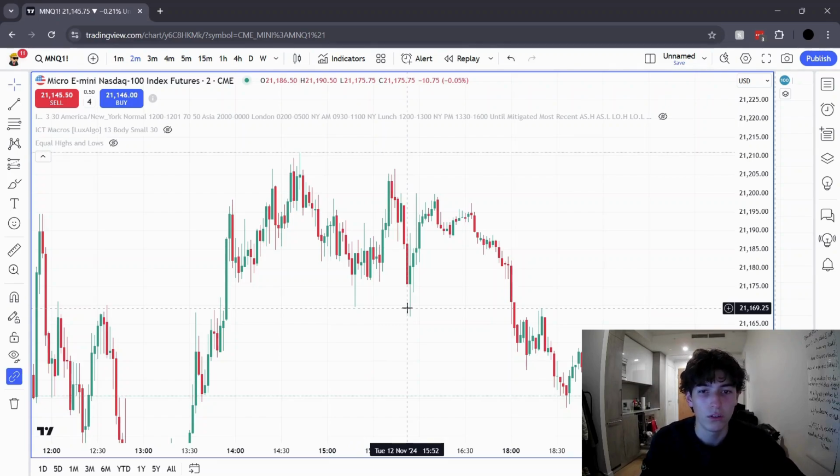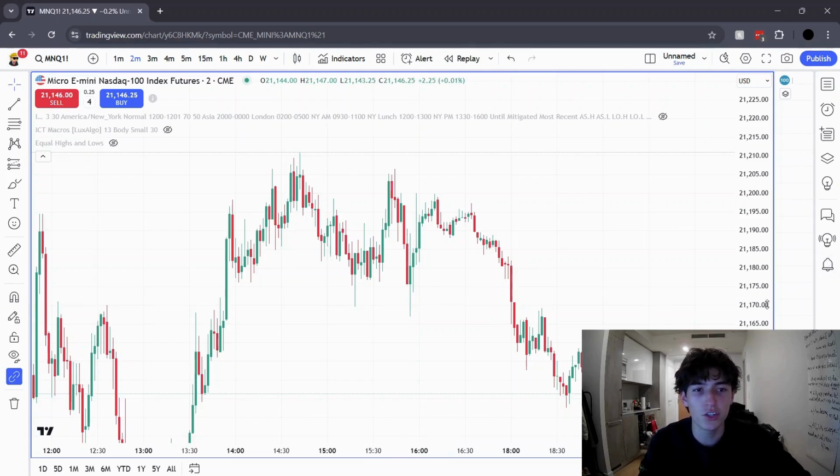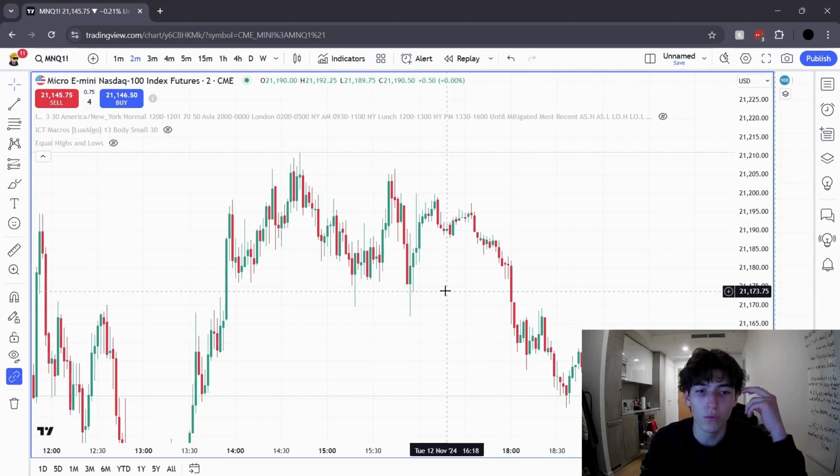Now, you can't use this as a strategy or anything. This is just a concept you need to understand because it's how the market moves. You have to think of it as the market always moving to seek liquidity so that orders can be filled.